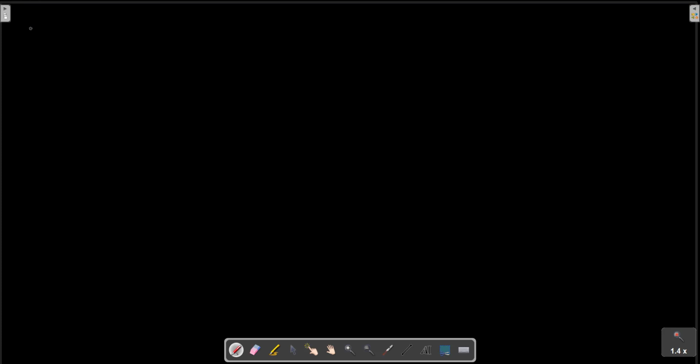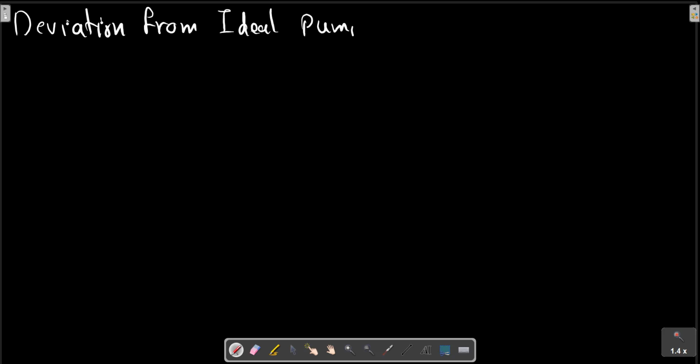Deviation from ideal pump theory. The actual pump head data differ considerably from the ideal theory.